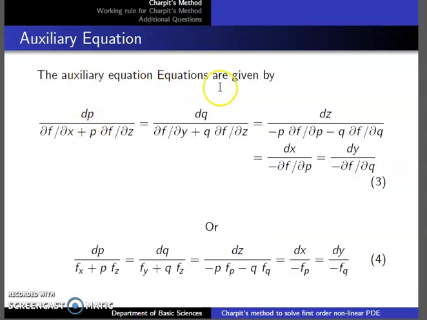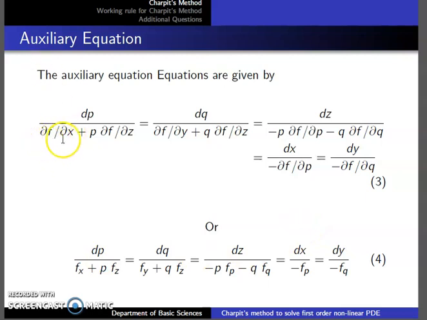The auxiliary equations of Charpit's method are given by dp by ∂f/∂x plus p into ∂f/∂z equal to dq by ∂f/∂y plus q into ∂f/∂z equal to dz by minus p into ∂f/∂p minus q into ∂f/∂q equal to dx by minus ∂f/∂p equal to dy by minus ∂f/∂q.